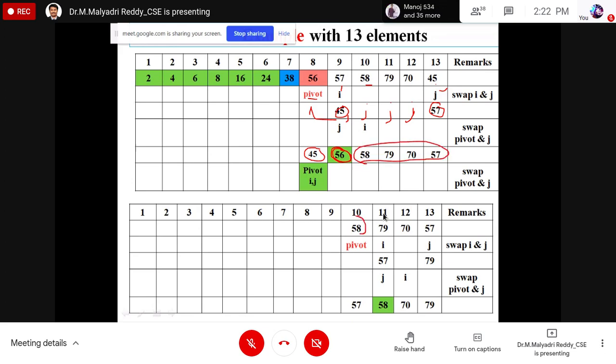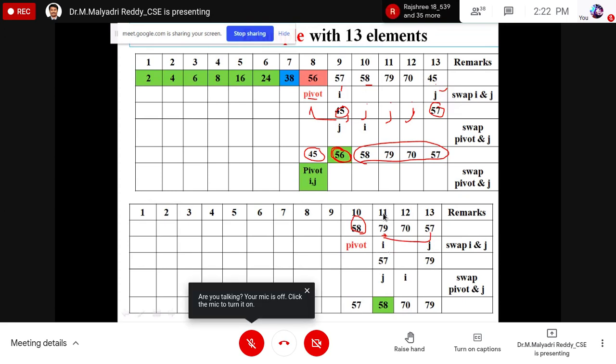58 is the pivot element. For the ith value, if it is greater than the pivot, stop the iteration. Why? Because the ith position always shows a value less than the pivot element, so we stop the iteration and go to the right position. 57 is smaller than the pivot element, then swap 57 with 79.